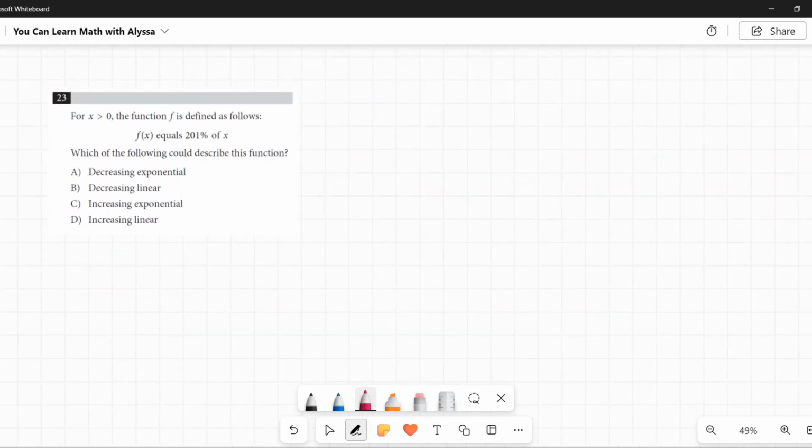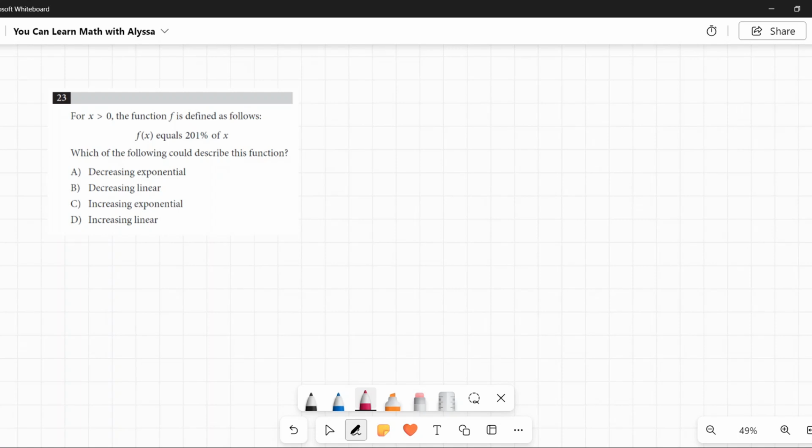Number 23. For x is greater than 0, the function f is defined as follows. f of x equals 201% of x. Which of the following could describe this function? Okay, this one, it's pretty straightforward, but I also think it's a little sneaky. It just feels a little sneaky, and I'll show you why in a second.